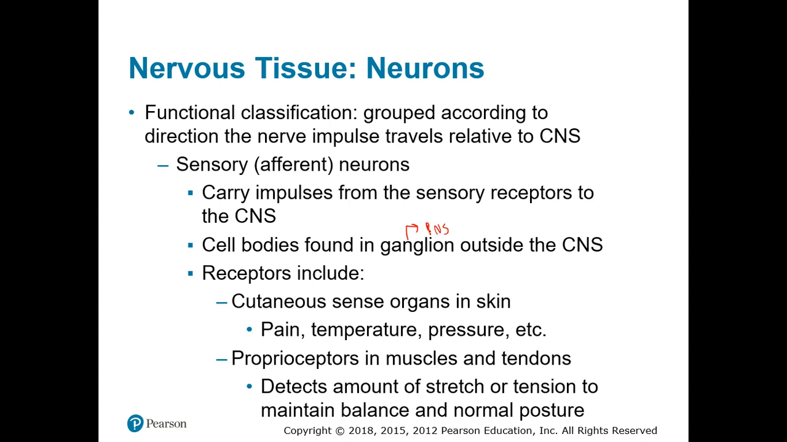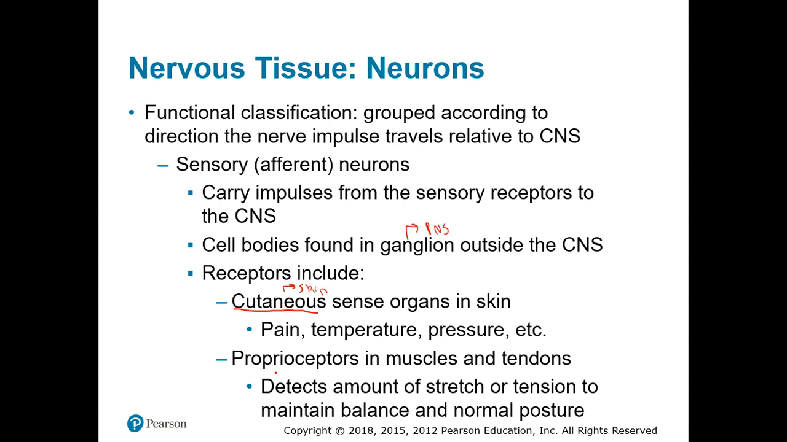Now, I said they carry impulses from sensory receptors to your central nervous system. So, what are sensory receptors? Well, they can be a variety of things. For example, in your skin, you have something called cutaneous sense organs, cutaneous meaning skin. You have receptors that tell you whether you're in pain, if the temperature is hot or cold, if there's a lot of pressure, such as you being poked lightly or harder.